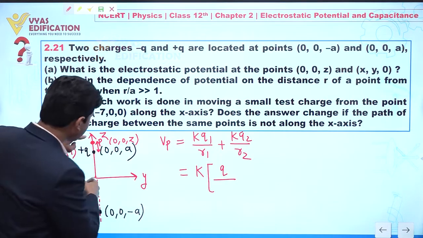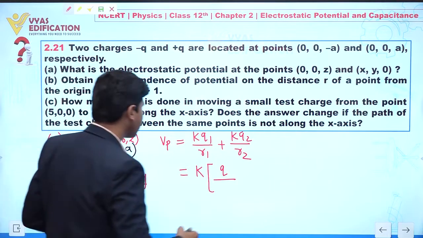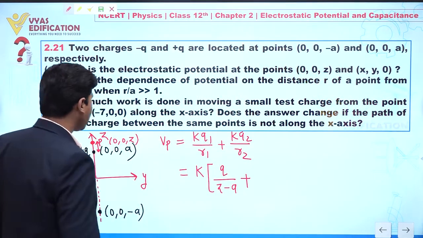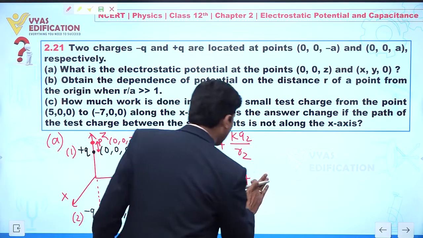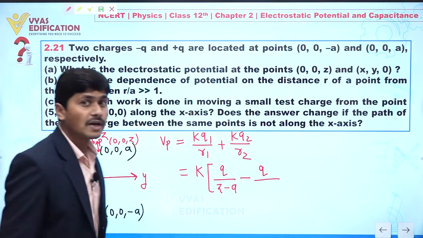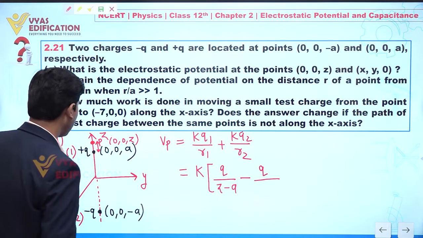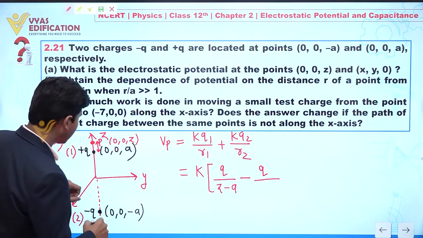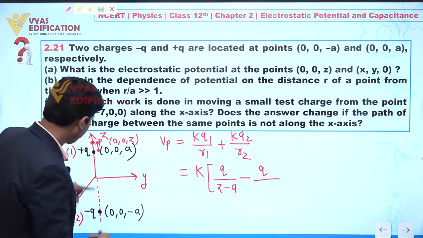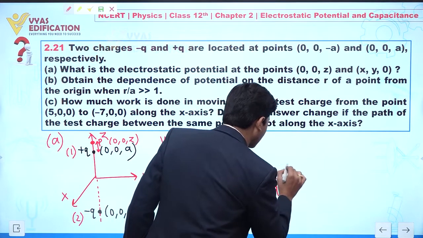Now this distance is capital Z and this distance is small a, so R1 is Z minus a. Plus we can write Q2. The value of Q2 is minus Q, that's why I am writing minus here, Q divided by R2. R2 is the distance of this point P from minus Q. This is a and this one is Z, so this is Z plus a.